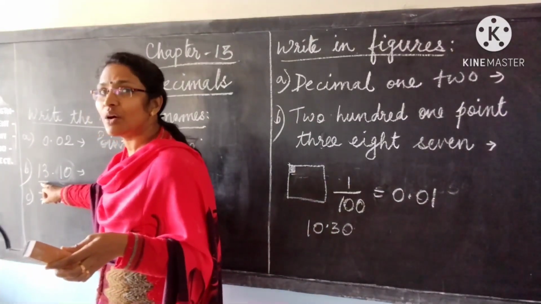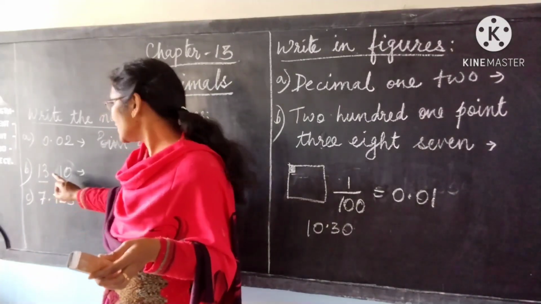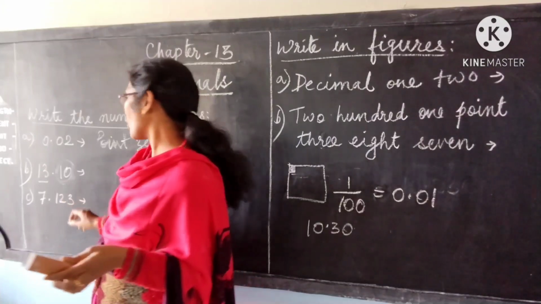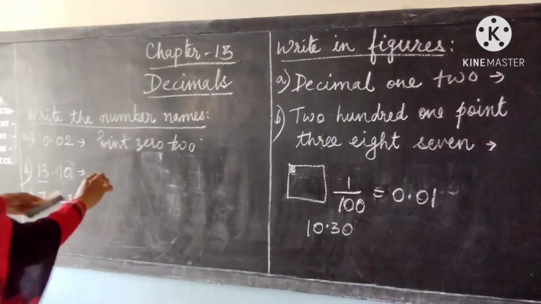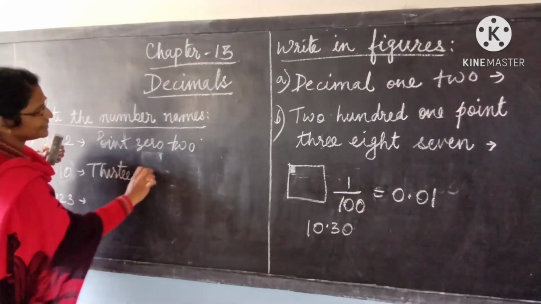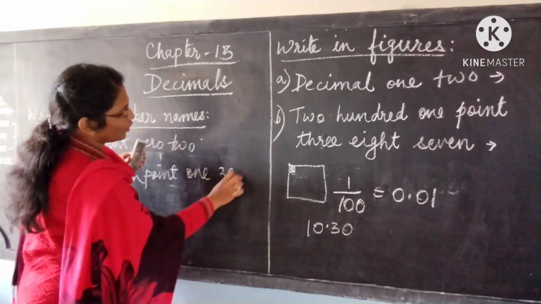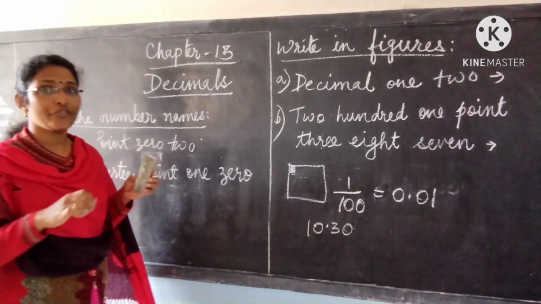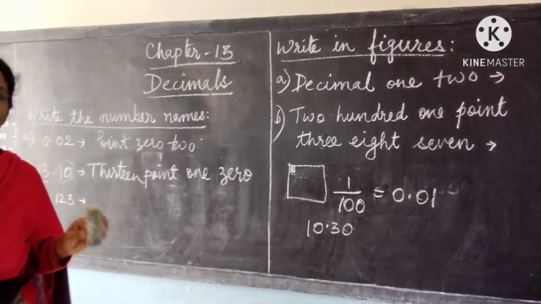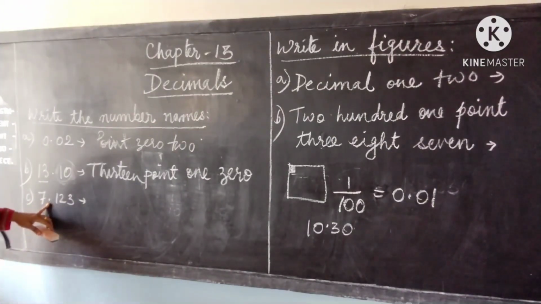Then how will the whole number be read? What is the number name of this? 13.10. How to write? 13.10. If you read the decimal part as ten, it's going to be wrong.